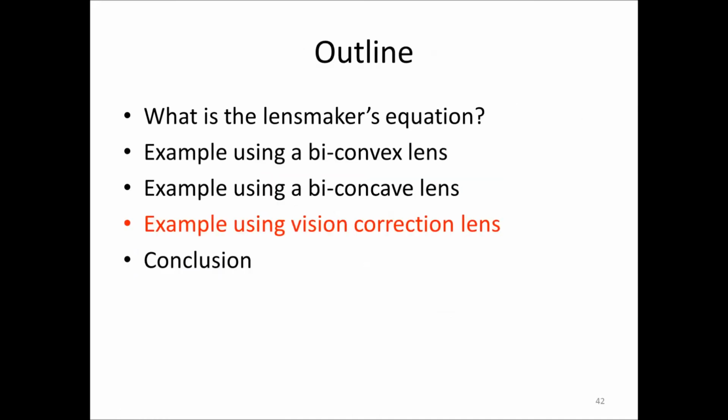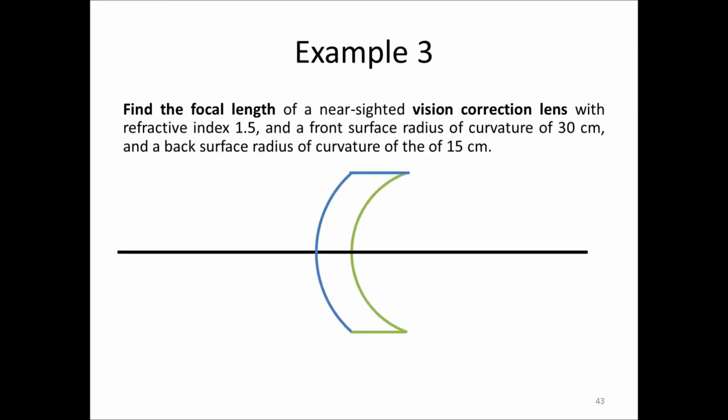Now we're going to use a vision correction lens. We want to find the focal length of a nearsighted vision correction lens that has a refractive index of 1.5, a front surface radius of curvature of 30 centimeters, and a back surface radius of curvature of 15 centimeters.